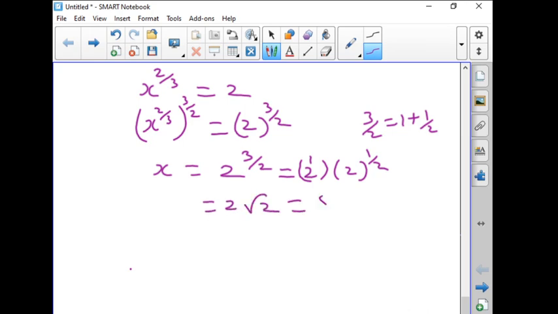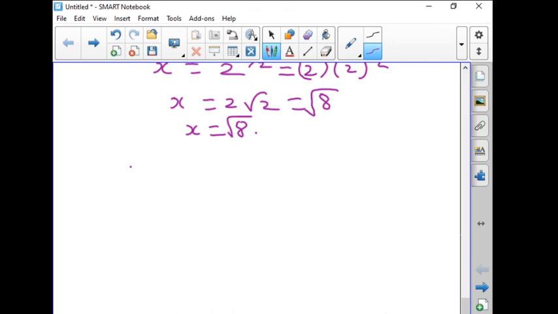So 2 root 2 is nothing but root 8. That is taking 2 inside. When you take inside the square root, it becomes 4. So 4 2s are 8. Therefore x is equal to root 8. Okay, now coming to the last question. Question number 12.